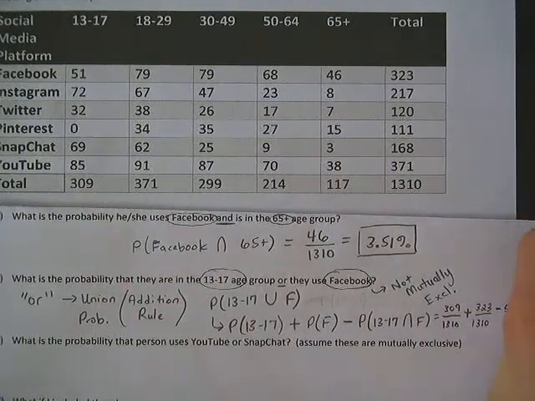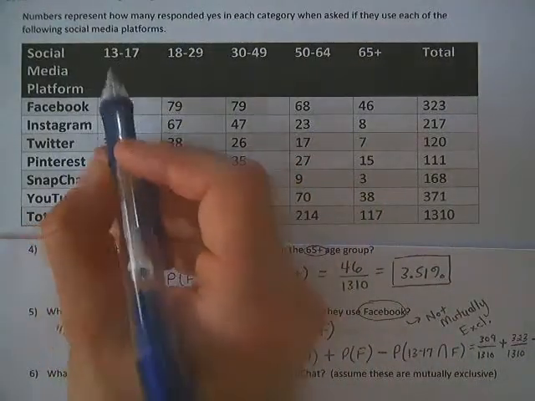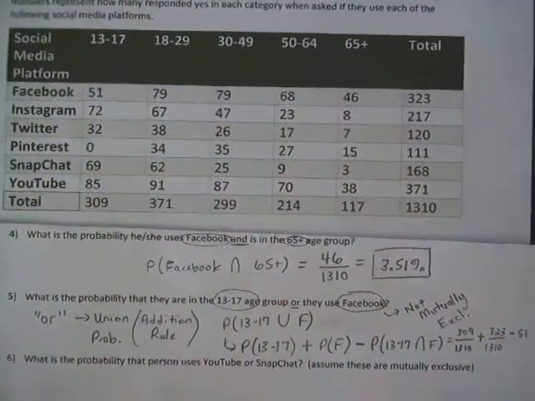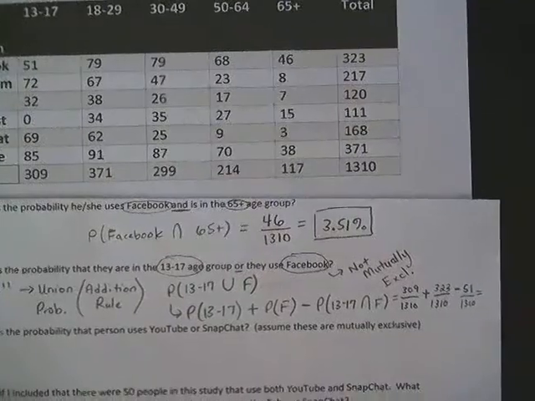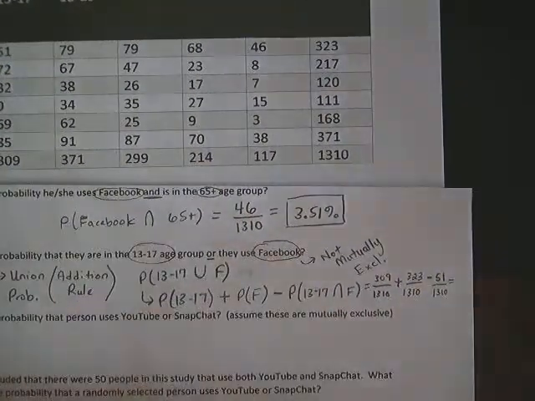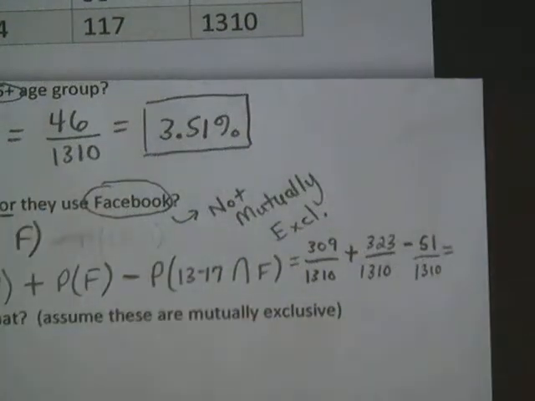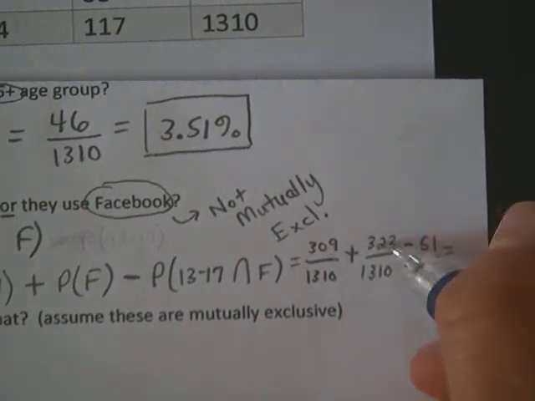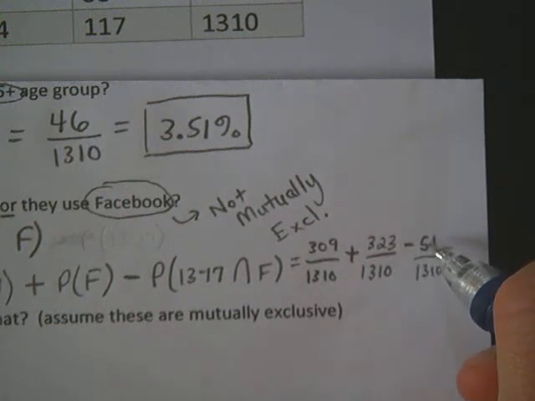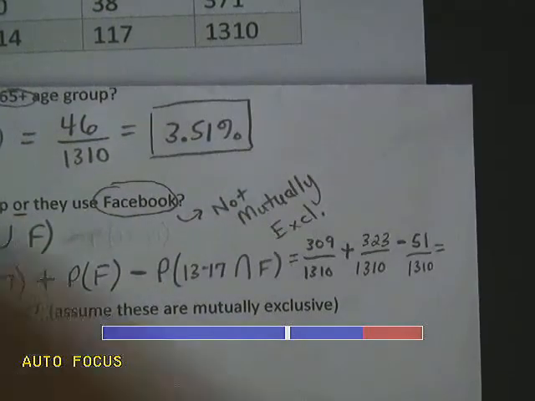So there's 51 people, and I got that from here. There's 51 people that are in both categories. So 51 out of the 1310. And then all I have to do is type that in. And notice, I'm going to zoom in just a little bit so you can see what I'm doing here, they all have the same denominator. So if you type this in your calculator, you could just add these and subtract the 51 and then divide by the 1310. And that would make your life a little bit easier.